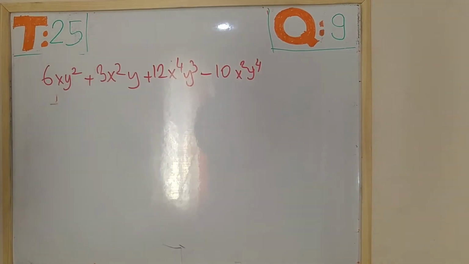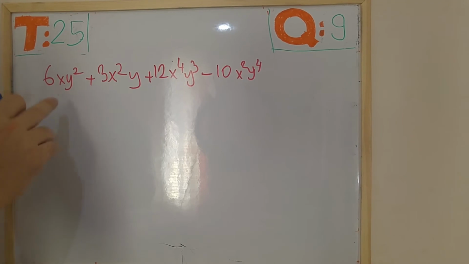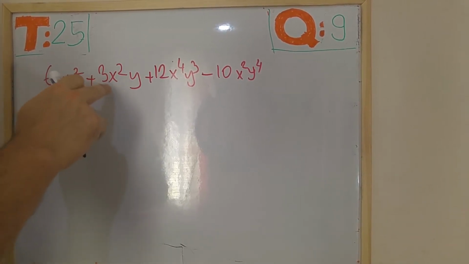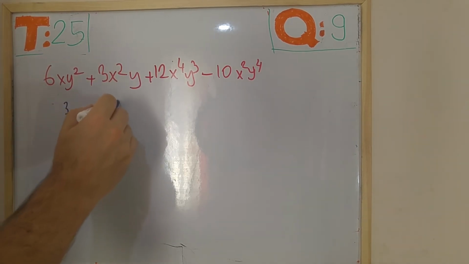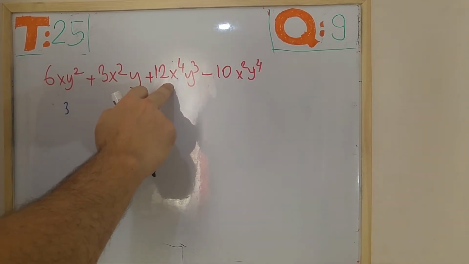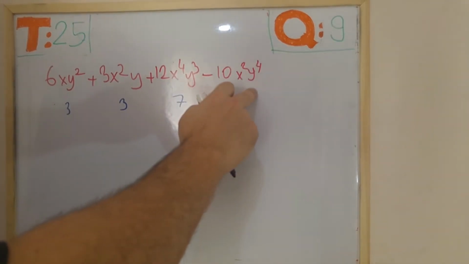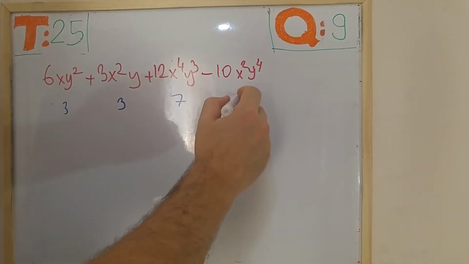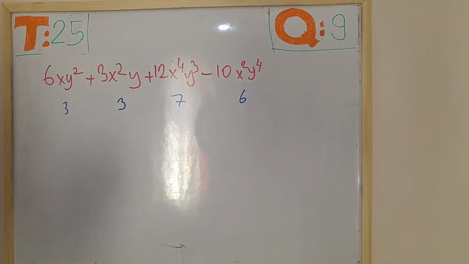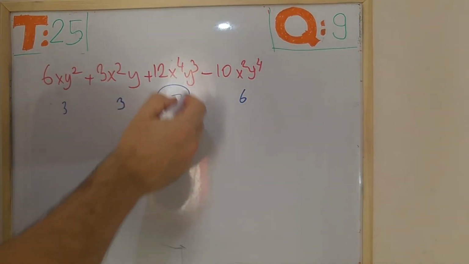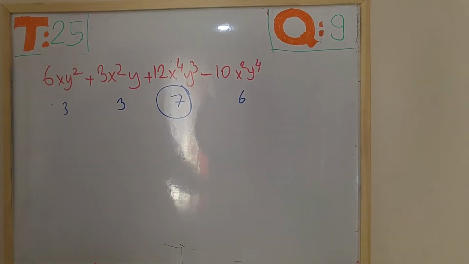Let's see the degrees of each monomial first. The degree of this monomial is 1 plus 2 equal to 3. The degree of this one is 2 plus 1 is equal to 3 again. This one is 4 plus 3. This is the degree of 7. And the last one is 2 plus 4. This is degree of 6. And the highest degree within these is 7. That's why the degree of this polynomial is 7.